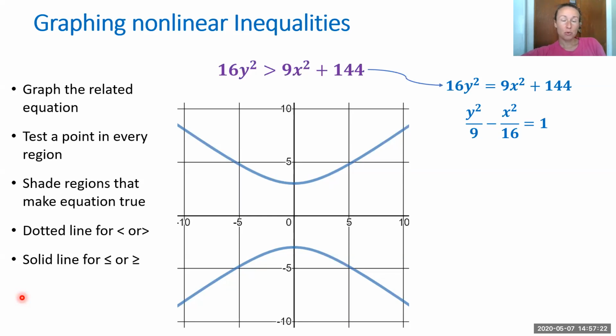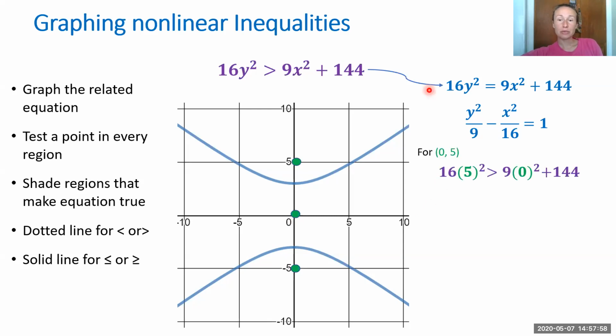Now we're going to test a point in every region. You get to pick what points you want to test. We're going to pick some easy points. Let's pick (0, 5) in this top region, (0, 0) in this middle region, and (0, -5) in this bottom region. You can really pick any point in each region, but I like to pick these because x is 0, which means that's one less number you're going to have to calculate.